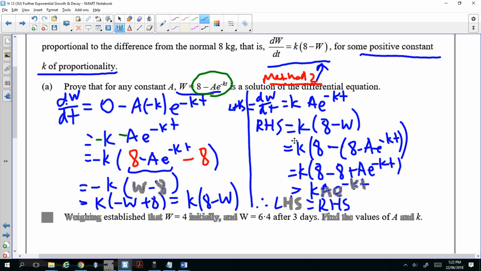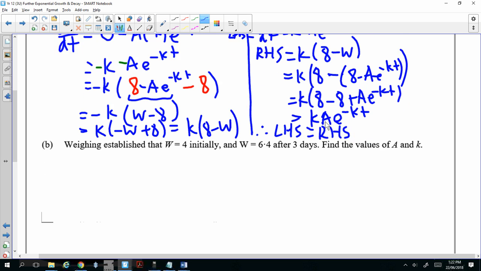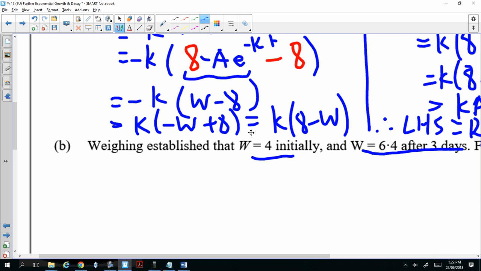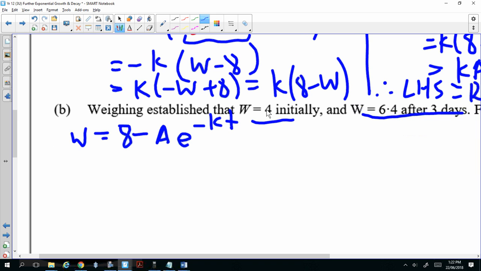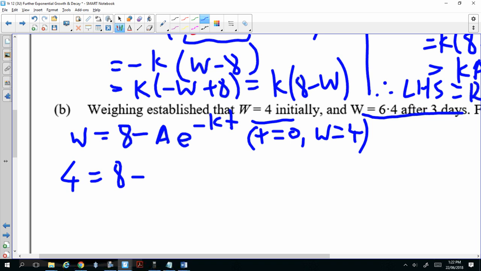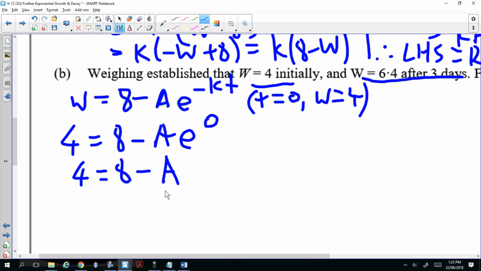Now we have to find a and k given these values. Okay, so let's find a first. So first we have to write down the formula, W equals 8 minus a e to the power negative kt. And then we're going to substitute 4. So when t equals 0, W equals 4. Okay, like that. And then we're going to substitute 4 equals 8 minus a e to the power of 0. What's e to the power of 0? 1. 4 equals 8 minus a. And then 4 plus a is 8. So therefore a equals 4. Okay, so find a first.